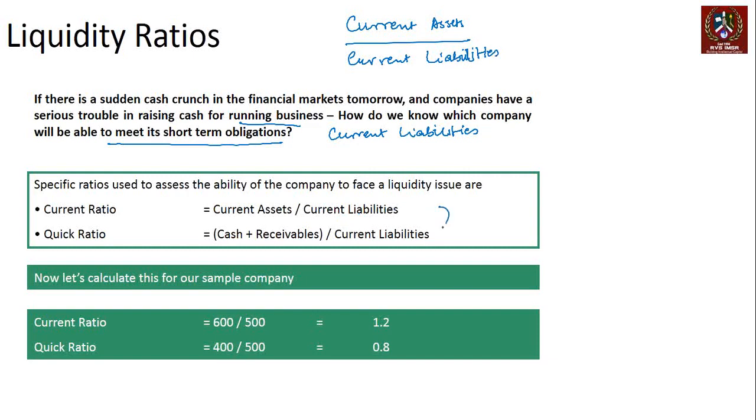A stricter form of this ratio is called the quick ratio, where from your current assets you remove the inventory. Inventory may not be liquidated as quickly, but cash and receivables are considered more liquid. So essentially, cash plus receivables divided by current liabilities gives you your quick ratio, right? Calculating this for our sample company, 1.2 is the current ratio and the quick ratio is 0.8 because there's about 200 of inventory, which may or may not get liquidated immediately, right?